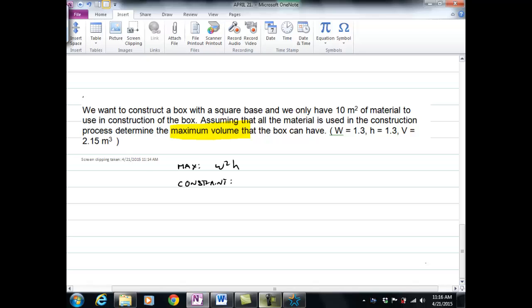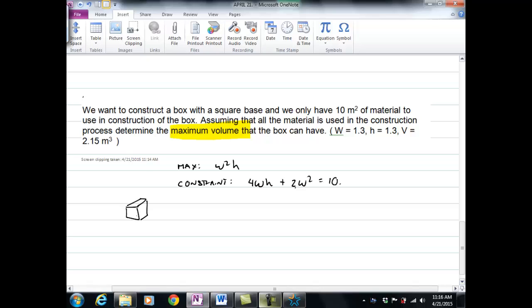Soroya, what do you have? 4WH plus W squared equals to? One part is wrong. 2W squared because it's top and bottom. Okay? There's your constraint. The rest is easy, guys.